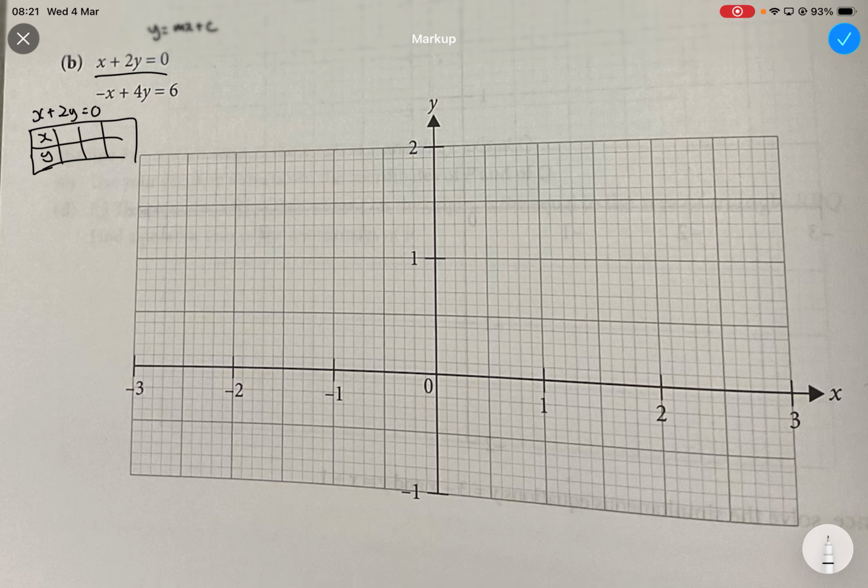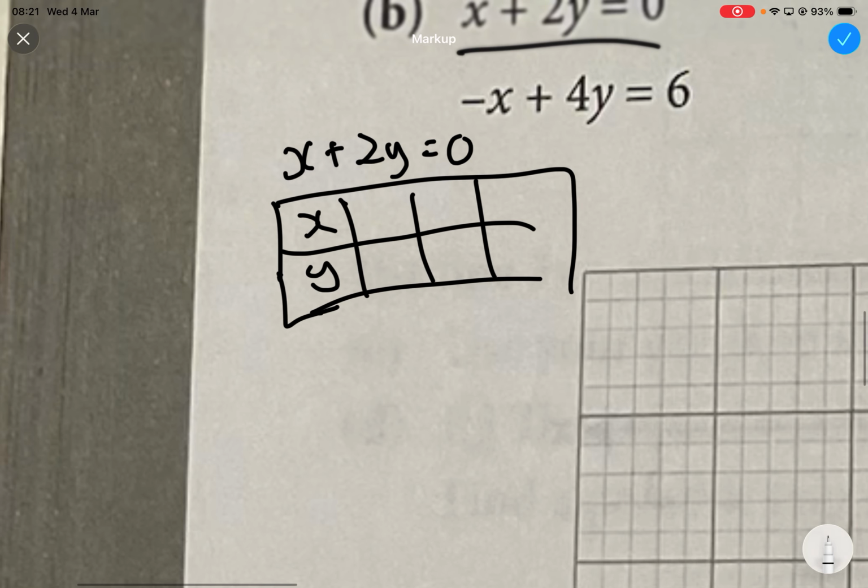My x, negative 3, 0, 3, can give me 3 points. Then I find the corresponding y, then I'll be able to plot the graph. So I go to my equation. I want the 3 points to be negative 3, 0, and 3. So I do substitution. Okay?